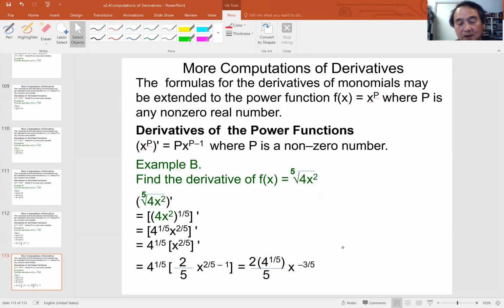From here, with this and with the product and quotient rules, I can take the derivative of all algebraic formulas. That's it, and until next time, bye bye.